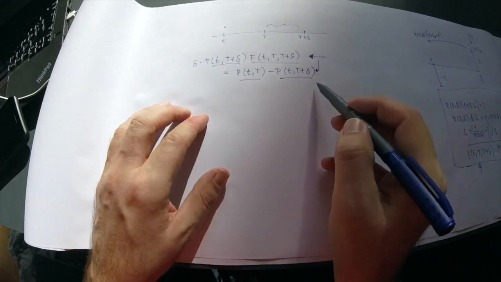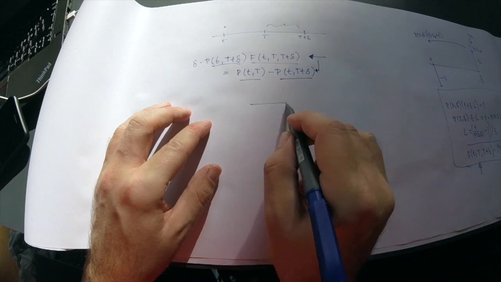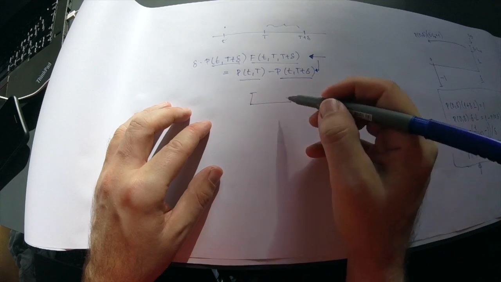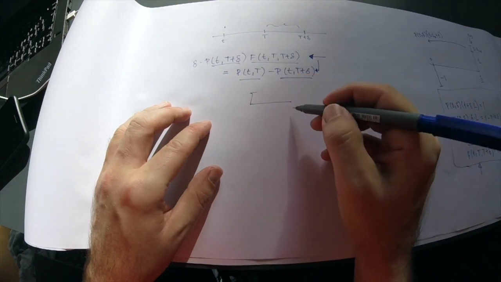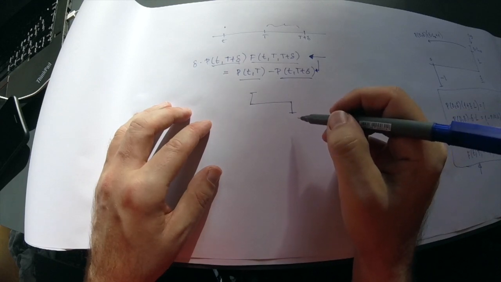But from the classical setup, this gives us a way of thinking of the value of individual LIBOR payments. We can think of it as receiving in the beginning and paying in the end of every single period.